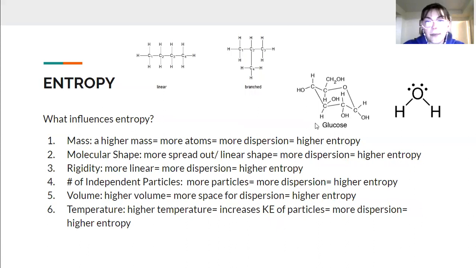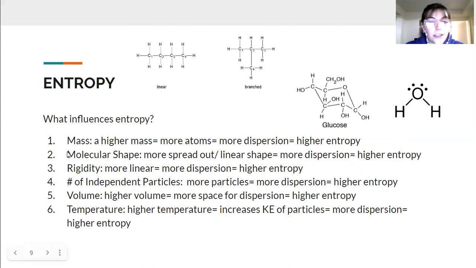Let's look at this example of glucose and water. In this water molecule, we see that we have 3 atoms, which means that our energy can be dispersed between 3 atoms. Whereas in this glucose molecule, we have much more than 3 atoms, meaning that our energy can be dispersed in many more ways than just 3. So our glucose molecule is going to have a higher entropy than our water molecule.